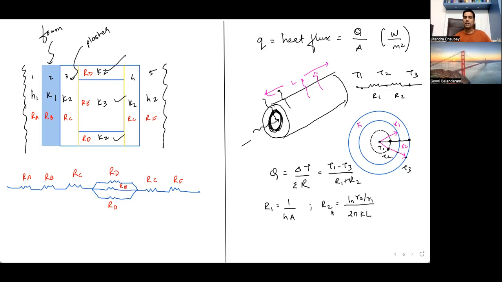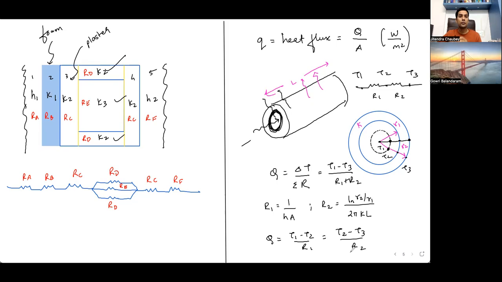R1 and R2 are two resistances. You can again formulate them like Q can be written as T1 minus T2 upon R1, or as T2 minus T3 upon R2. So this was about the cylinder.